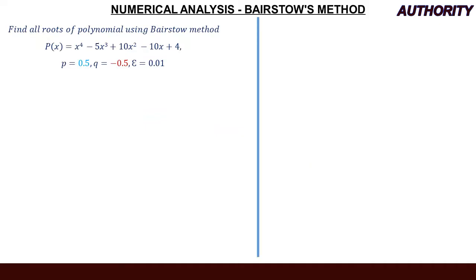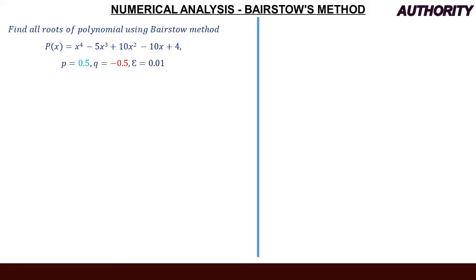We are asked to use Bairstow's method to extract a quadratic polynomial and then hence solve. Okay, look at this. We have p of x is equal to x raised to the power of 4 minus 5x cubed plus 10x squared minus 10x plus 4. Okay, in this case, our polynomial is of degree what? Degree 4. Now we are given p and q, an estimated error.